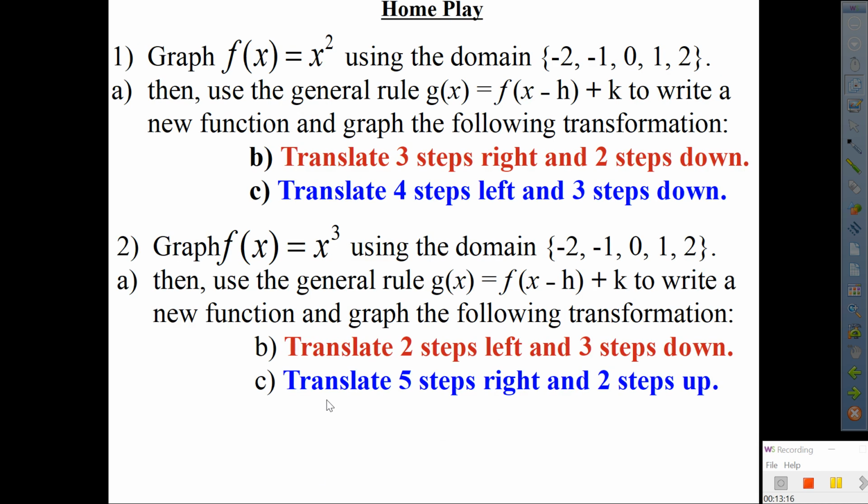Your home plate for tonight is only these 2 problems. Only. But you can get that with your Nearpod code, right? So basically it's all about graphing quadratics and cubics and transforming them and writing the different functions already translated or transformed. But since you guys have been doing your home plate, what am I talking about? You guys got this. Let's go.